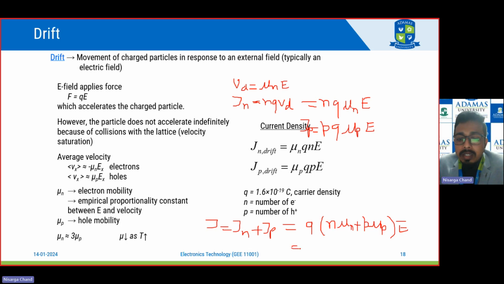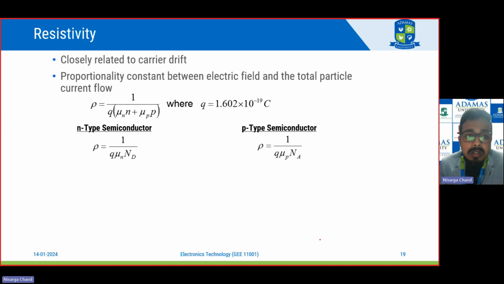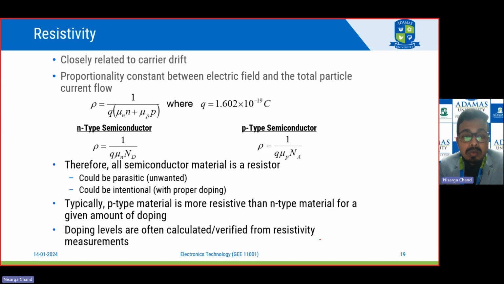So we can write this as sigma into E, because q into n into mu n plus p into mu p is nothing but the conductivity. Now, resistivity is very closely related to carrier drift, and it is the inverse, the proportionality constant between electric field and the total particle current flow. So for n type, rho is equal to 1 by q into mu n into Nd, and for p type, rho is equal to 1 by q into mu p into Na.